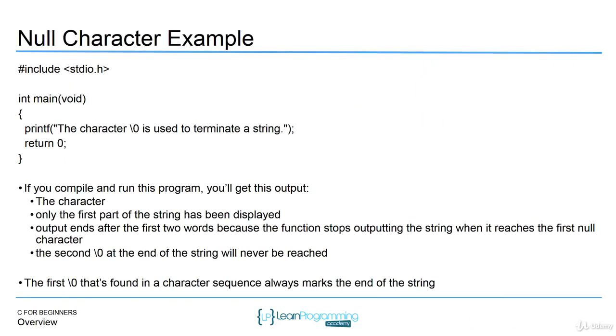Here's an example with the null terminator. We have a printf here, and we say the character and then the \0, which terminates a string. So if you compile and run this program, the first line of output is going to be the character, and then the \0 is going to end it, and only the first part of the string is going to be displayed. There's going to be no more output because printf thinks that it's the end of the string. So it just prints out the character. Output is going to end after those first 2 words because the function stops outputting once it reaches the null character.